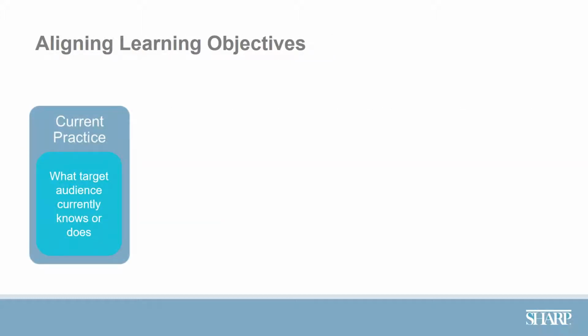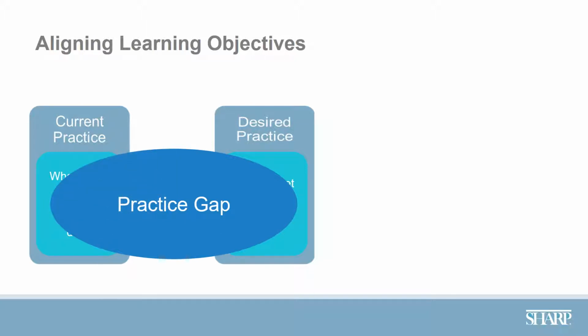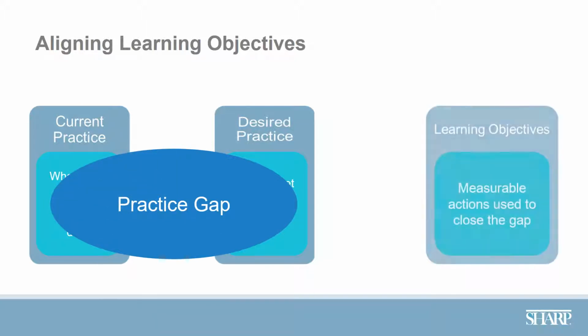Now that we know what a learning objective is, how do we make one? The first thing that we need to do is we need to look at current practice. So what does your target audience currently know or do? And based on what they know or do, what would we like them to be doing? The difference between their current practice and what we would like them to do is what's called the practice gap. Again, as I'd mentioned earlier, this can also be referred to as a needs assessment.